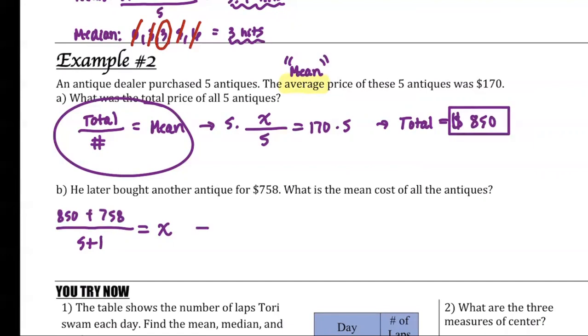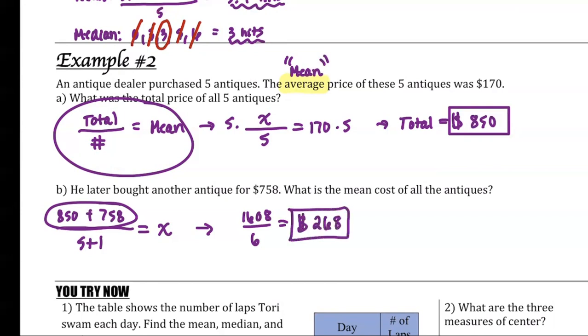So if we're going to calculate our mean, we're going to start by adding those together. If I take 850 plus 758, that's going to be 1,608. And then to find my total mean, we're going to divide by 6. And that's going to give me my final answer of $268.